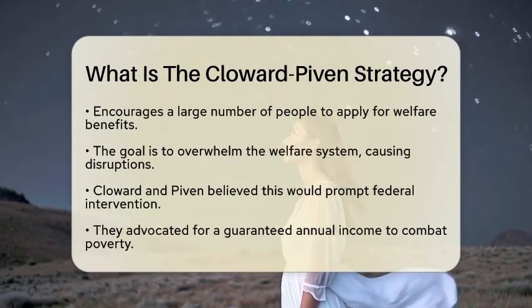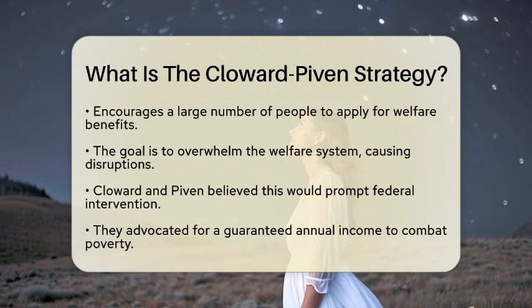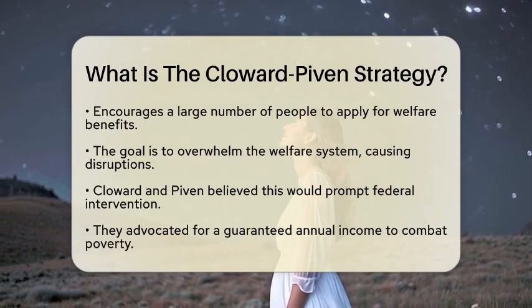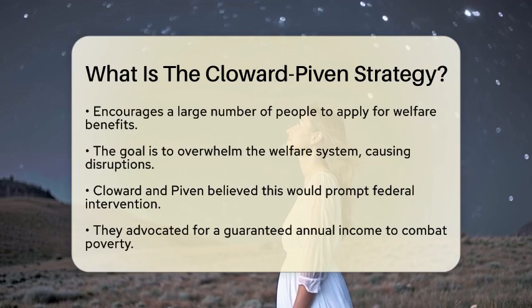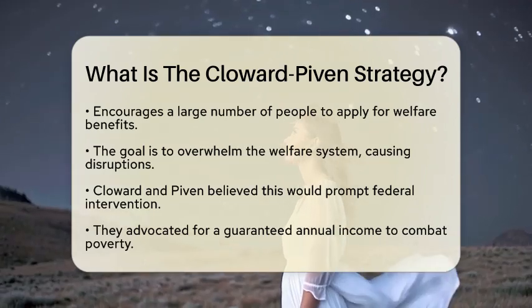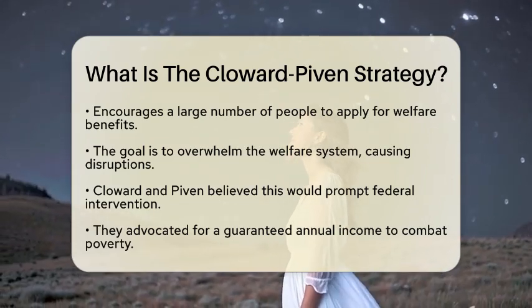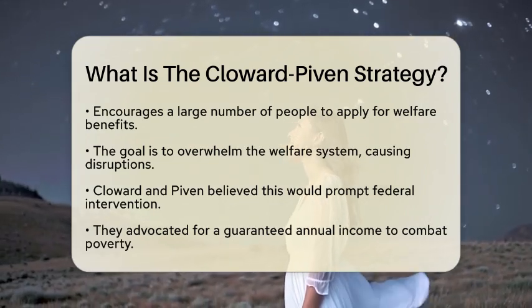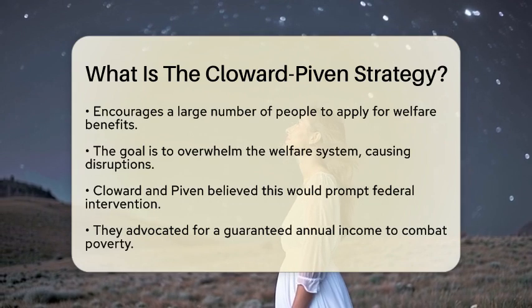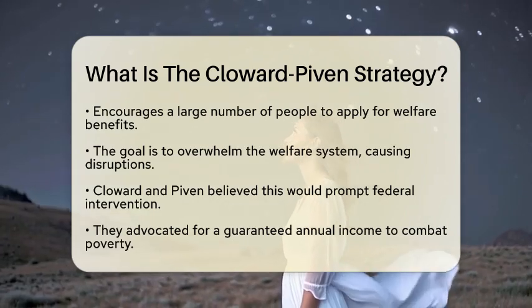By informing the poor about their rights to welfare assistance and encouraging them to apply, the welfare system would become overloaded. This overload would lead to chaos and eventually the collapse of the existing welfare system. Once the system failed, the government would be compelled to create a new system that included a guaranteed minimum income.